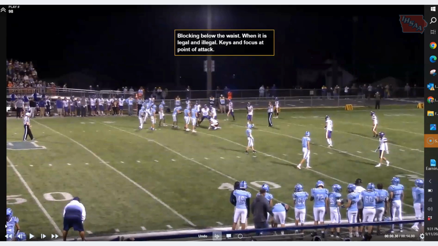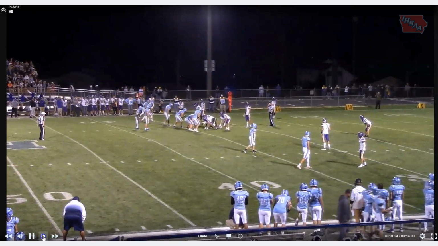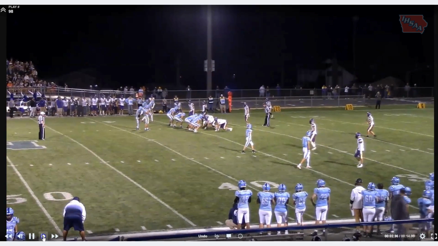Let's get started. This first one involves blocking below the waist. We need to understand when it is legal and when it is illegal. We need to make sure that we are focused on our keys and on the point of attack blocks and who should be seeing those blocks. So as we slowly get into this play, let's talk about who can legally block below the waist.